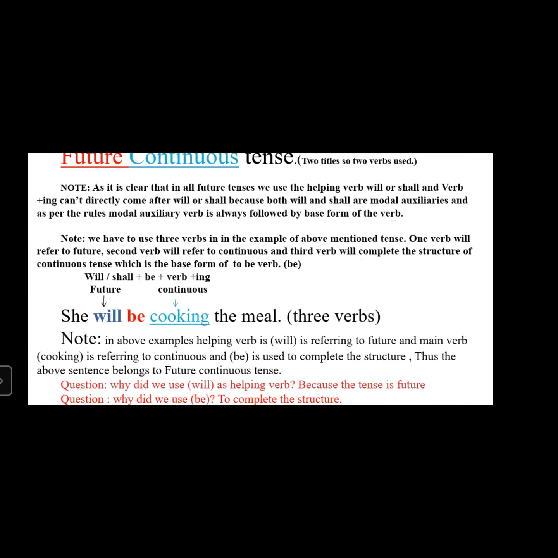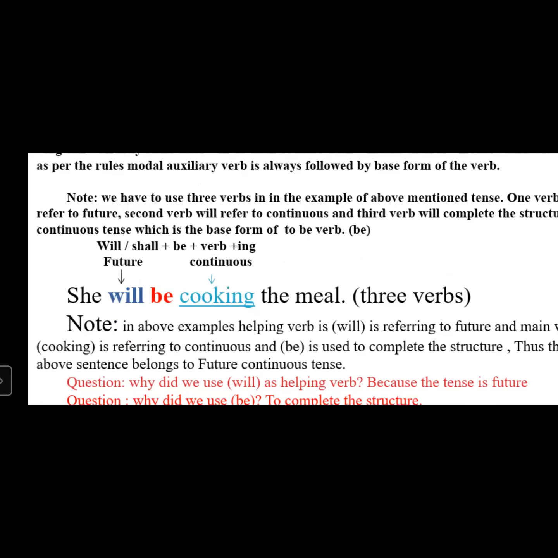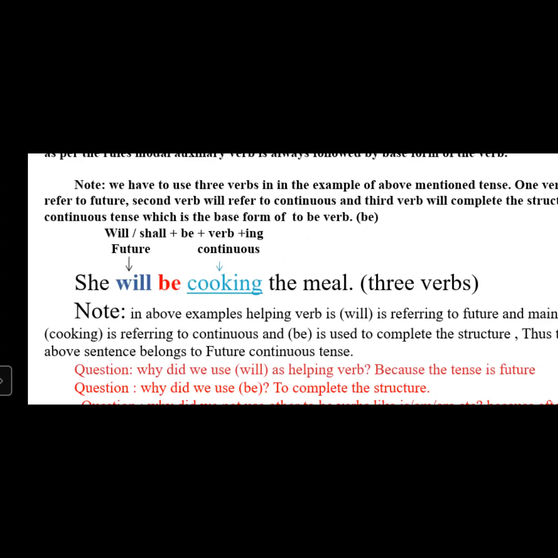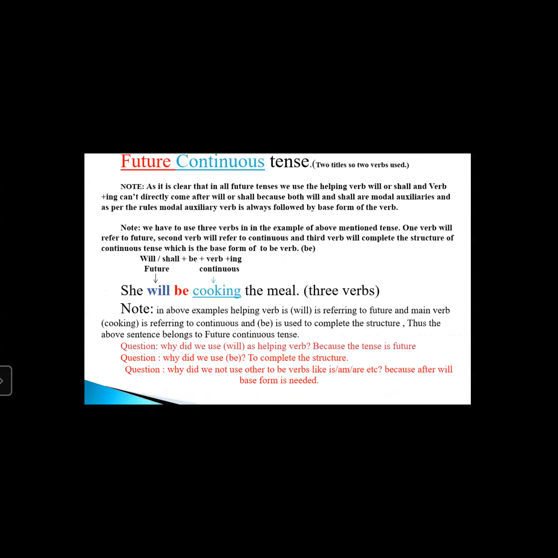So here you see, will shows future, cooking shows continuous. And what is the helping verb of verb ing? That is the to be verb. So here which to be verb comes? The base form. And here be is the base form of the to be verb. She will be cooking the meal. So when I say she is cooking the meal, present continuous. She was cooking the meal, past continuous. And she will be cooking the meal, future continuous.